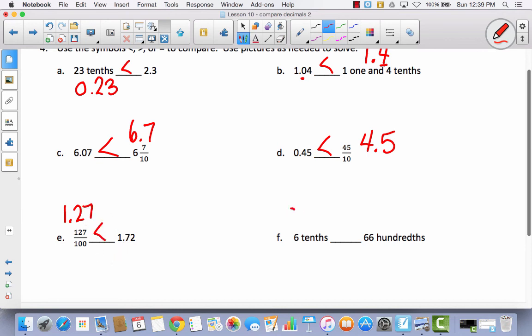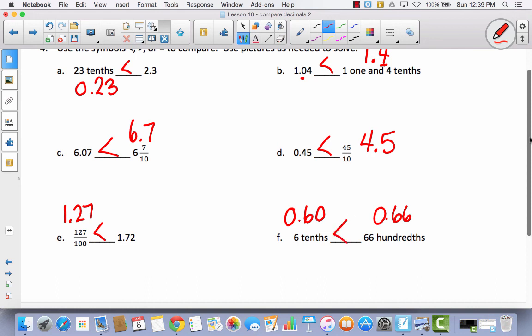All right, so now I've got 6 tenths and 66 hundredths. So they're the same in the ones place. They're the same in the tenths place. But look in the hundredths place. This has nothing, so that's the same as 0, but this has 6. So, because 6 is greater than 0, this would be less than.